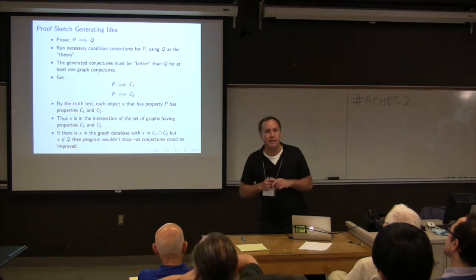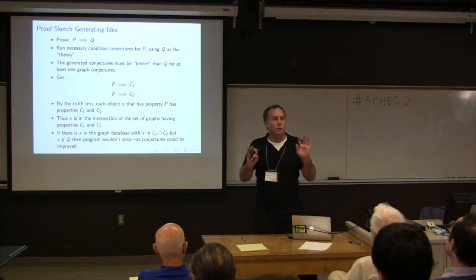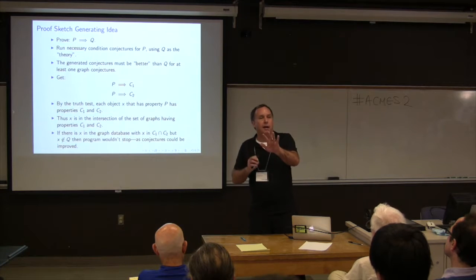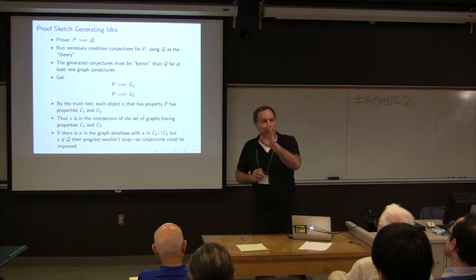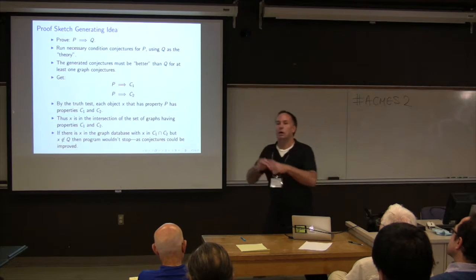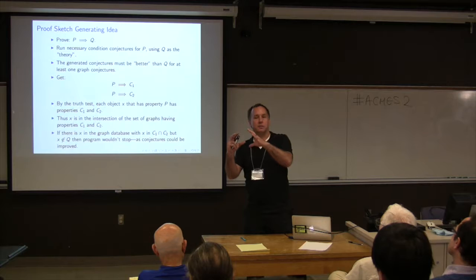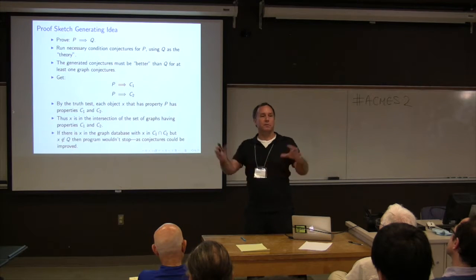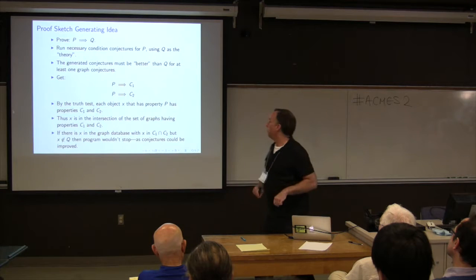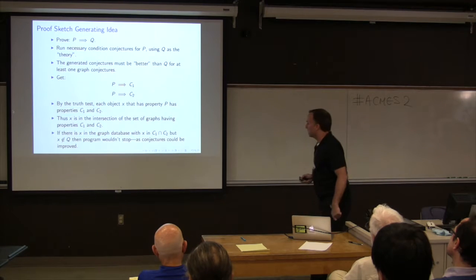So now here's our new idea. We want to investigate an implication. We want to investigate the statement that if a graph has property P, then it has property Q. So the graphs that have property P are a circle. If this is true, the graphs that have property Q are possibly a bigger circle, but definitely the P circle will be contained in the Q circle.